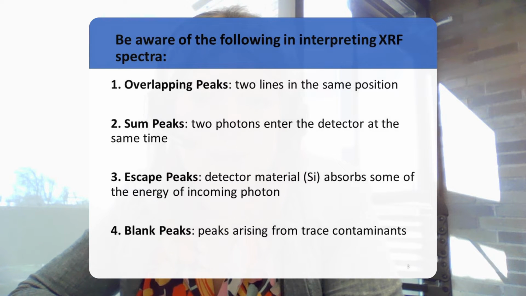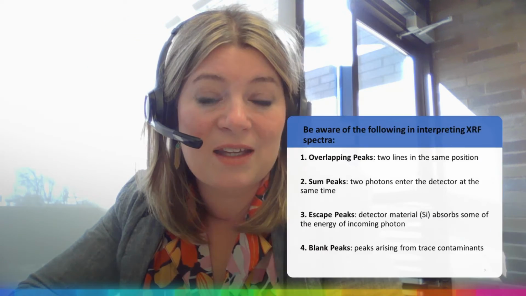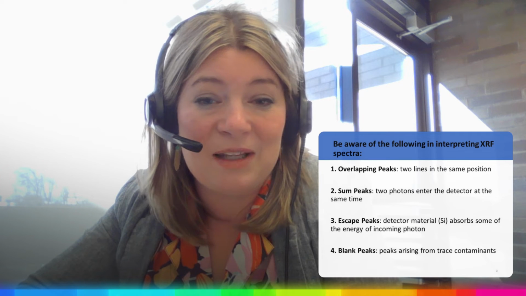So be aware of the following in interpreting XRF spectra. 1, look for overlapping peaks. Those would arise from two lines being in the same position, which is to say they have the same energy. 2, look for sum peaks. Those occur when two photons enter the detector at the same time. 3, you might see escape peaks. The detector material, silicon, absorbs some of the energy from the incoming photon and produces peaks having different energies than those expected. And 4, look for blank peaks arising from trace contaminants. So now we're going to talk about each of these 4 possibilities individually.